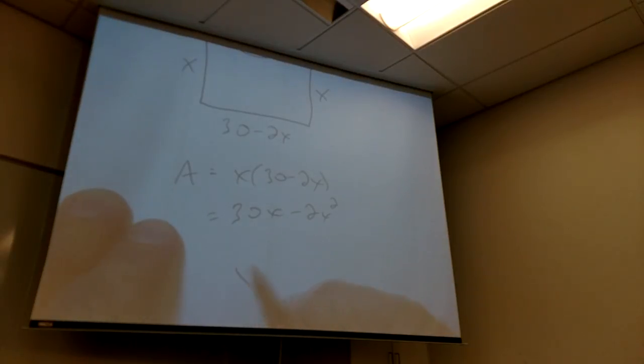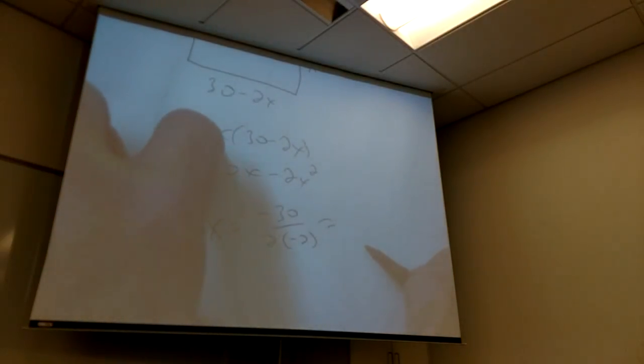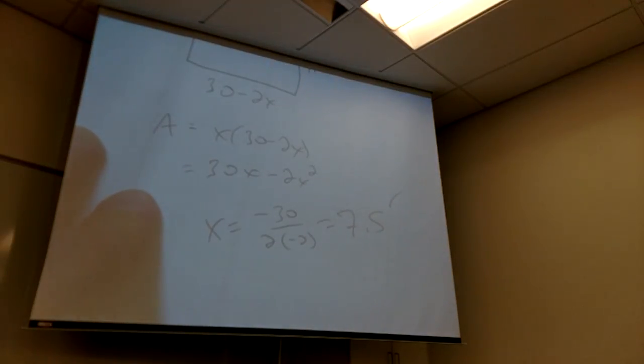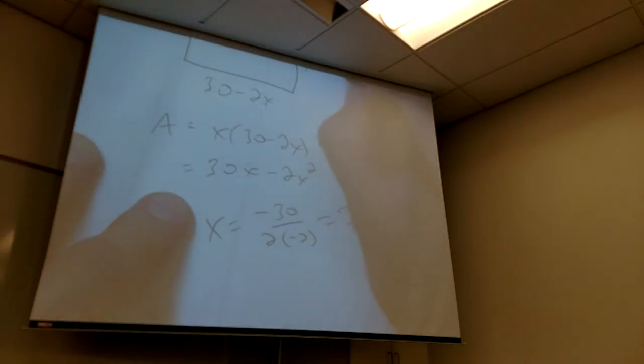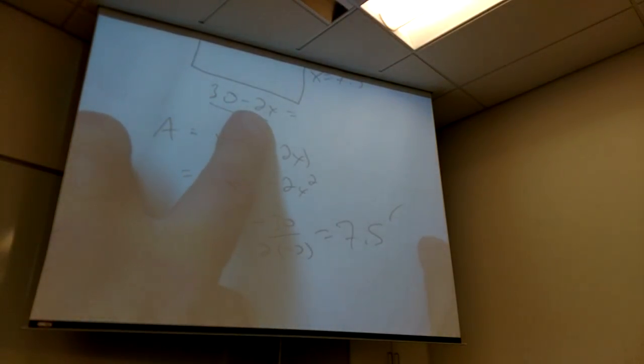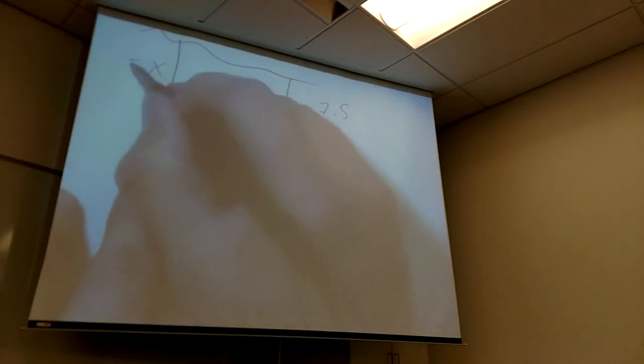Sorry. So x will be negative b. What's b? 30. Good. Negative 30 over twice a, which is 30 over 4, right? 15 over 2. So 7.5 feet. How long is this side? 30 minus twice 7.5, 30 minus 15. 15.